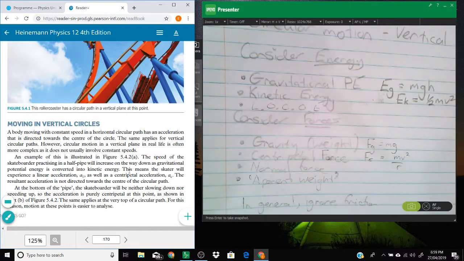All right, so moving in vertical circles. The speed of the skateboarder increases on the way down as gravitational potential energy is converted to kinetic energy. This means the skater experiences linear acceleration as well as centrifugal acceleration. All right, so you remember centrifugal acceleration. We're not really considering that to be a change in magnitude, but a change in direction.